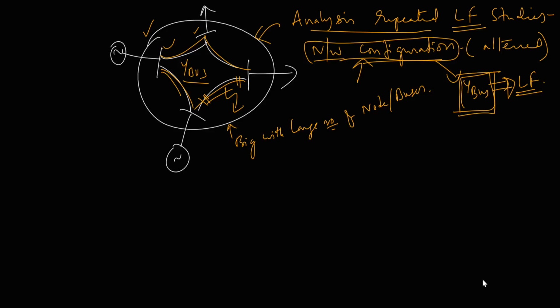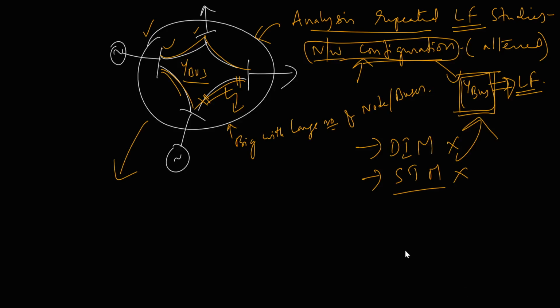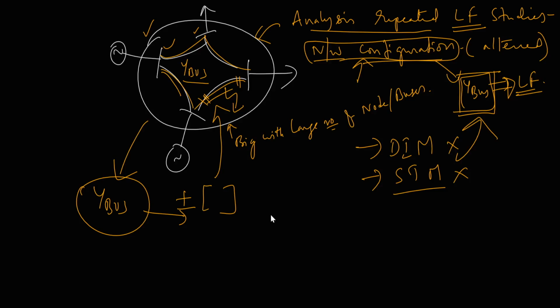Now in that sense you don't use the direct inspection method or the singular transformation method to form the Y bus. No, he is not going to use them. What he is doing, and this is tricky, is to use the existing Y bus of the complete network and add or subtract a small submatrix corresponding to the eliminated line.